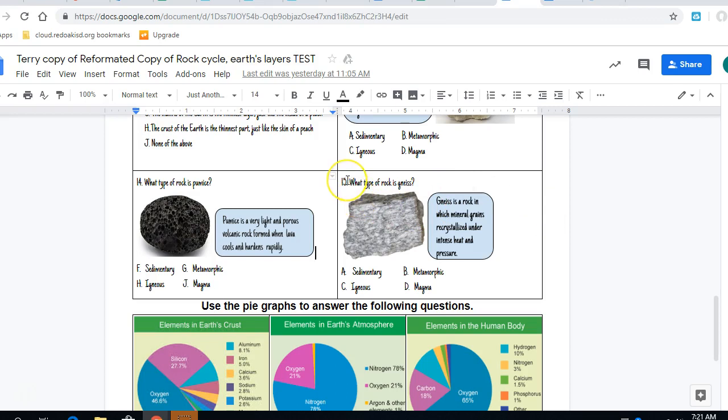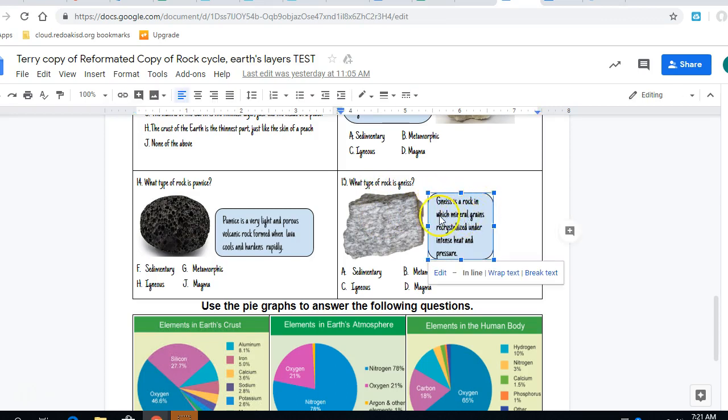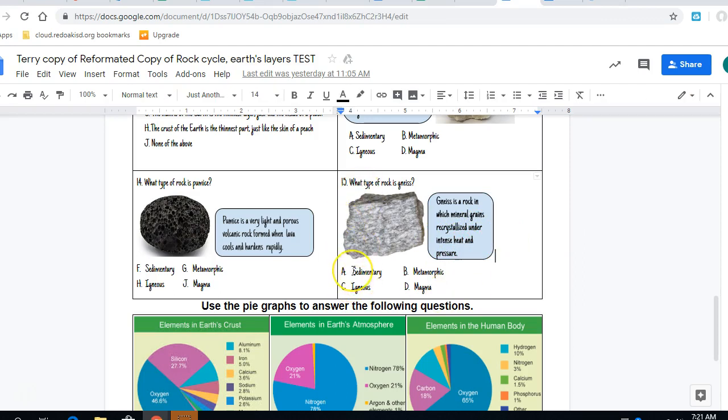Nobody's perfect. Okay, what type of rock is gneiss? Here's the description. Gneiss is a rock in which mineral grains recrystallize under intense heat and pressure. So, does that indicate sedimentary rock, metamorphic rock, igneous rock, or magma?